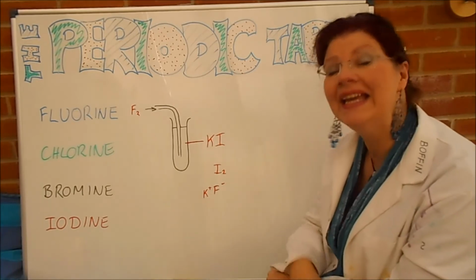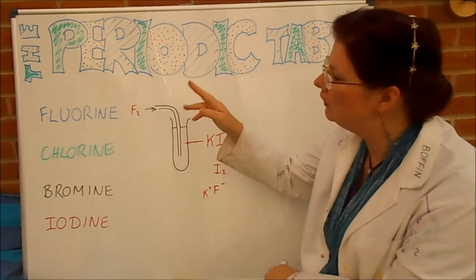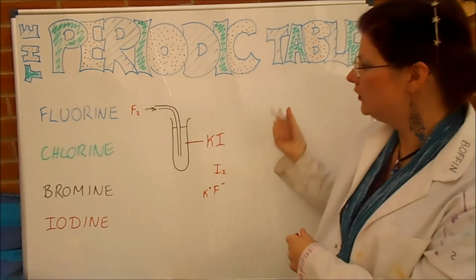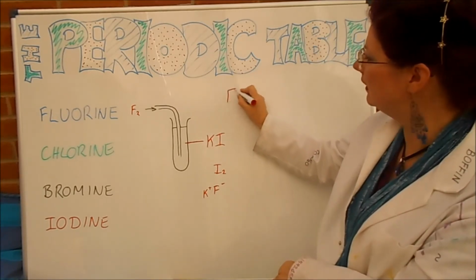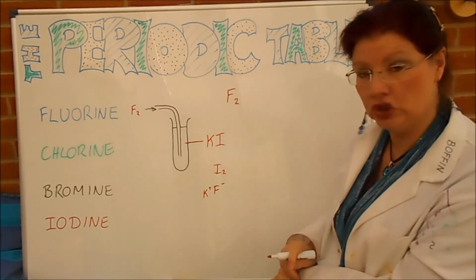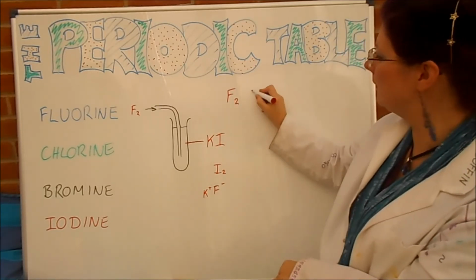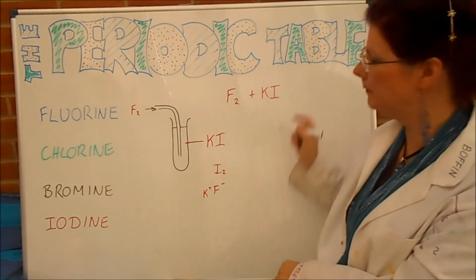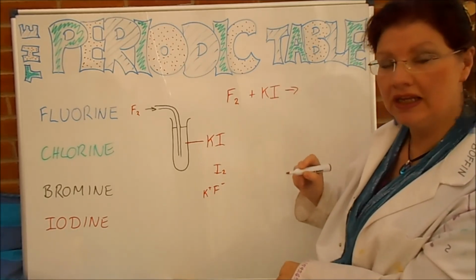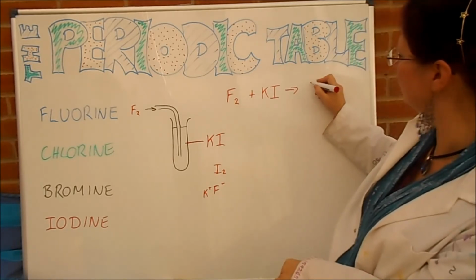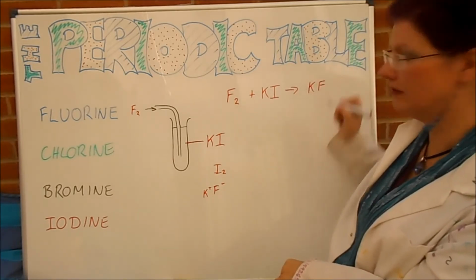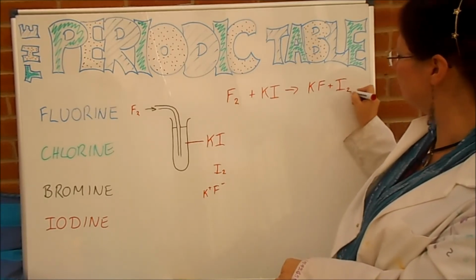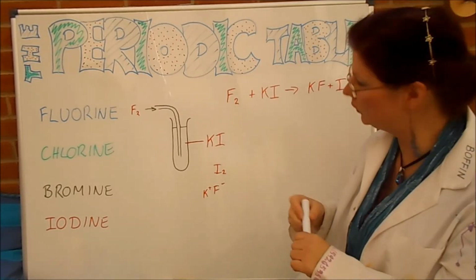So what we've got here is a displacement reaction. The fluorine, which is much more reactive, displaces the iodine. So what we've got is we put in F2, which is fluorine gas, diatomic, plus potassium iodide, KI, and what we get out is potassium fluoride, KF, and iodine, I2. Now we're going to have to balance that, of course.